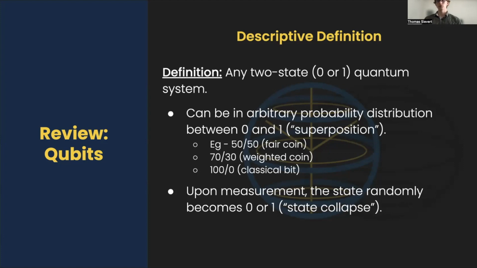The other interesting thing about qubits is that when we measure them, we don't measure a superposition. We only ever measure either a 0 or a 1. And we call this a state collapse. Just like when you have a coin, there's a 50% chance it comes up heads or tails, but once you flip it, it's only either heads or tails. It's not both.